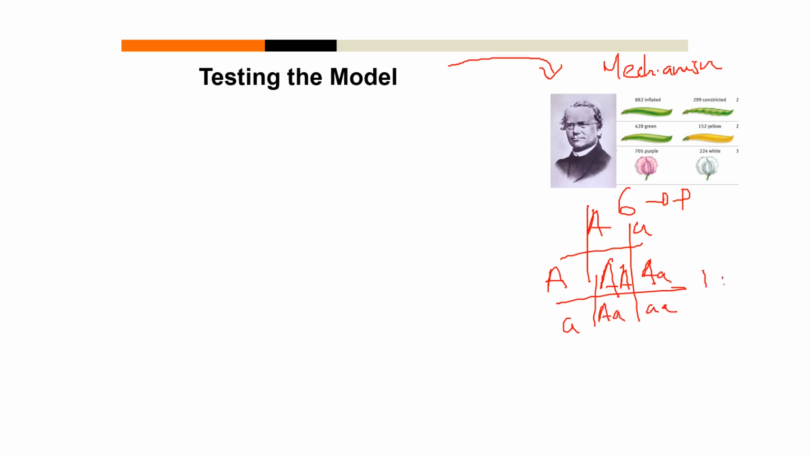You will get a ratio of 1 to 1, and you will get a ratio of 3 to 1. But why do we get these patterns? How do we explain this? And many scientists were trying to prove and disprove Mendel's ideas.